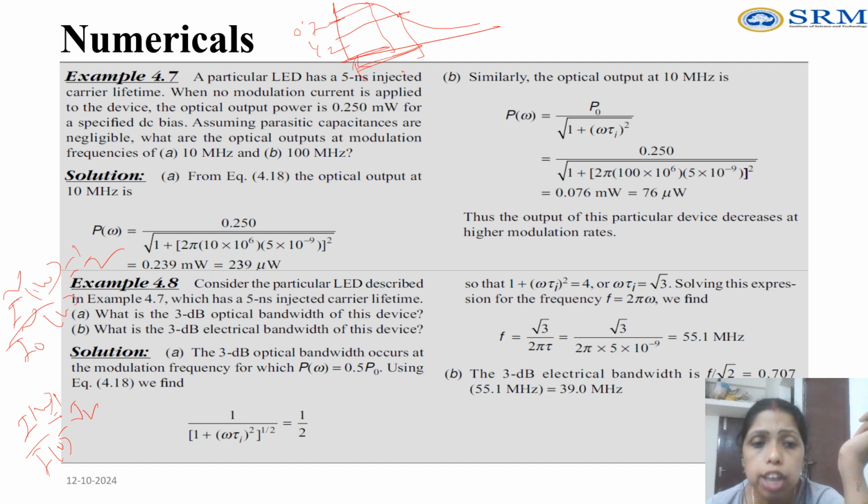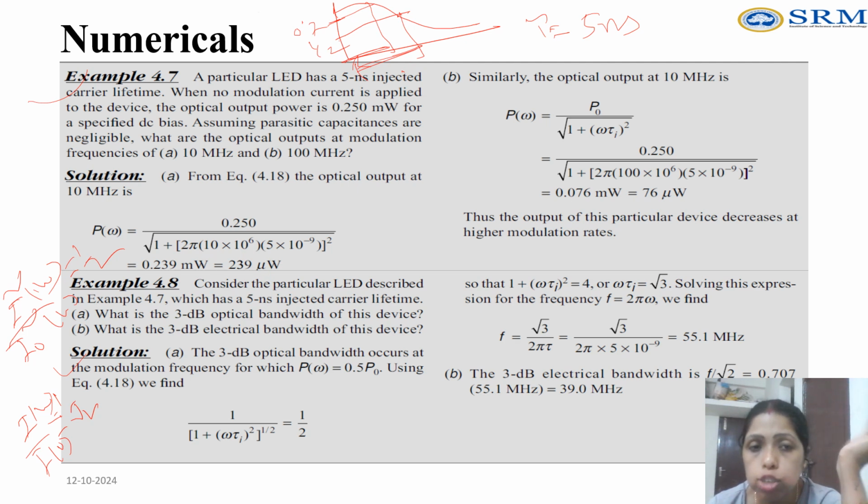Now, I will start to discuss some numericals related to what I discussed in today's class and the previous class. So there is a numerical. The LED has a 5 nanosecond injected carrier lifetime. The carrier lifetime, you can remember, tau, is 5 nanoseconds. Where no modulation current is applied to the device, the optical output power is 0.25.